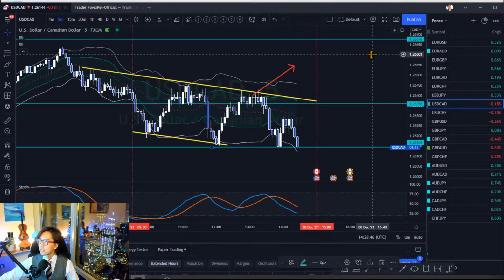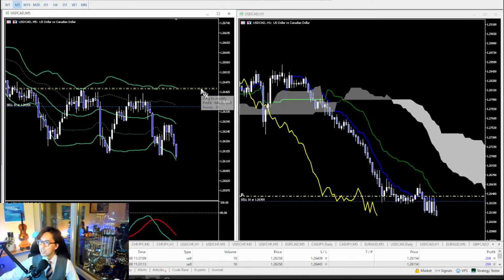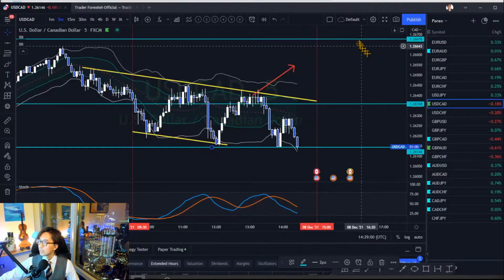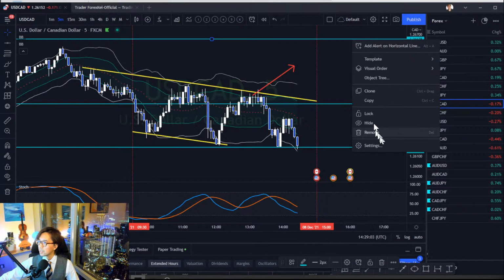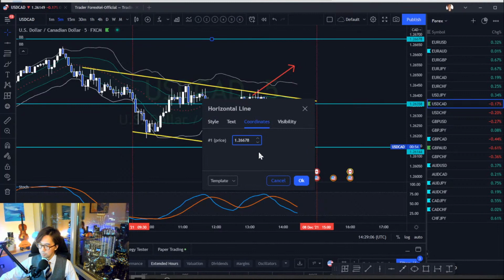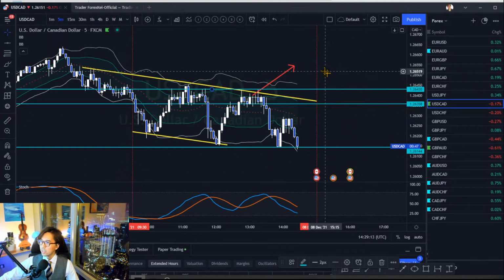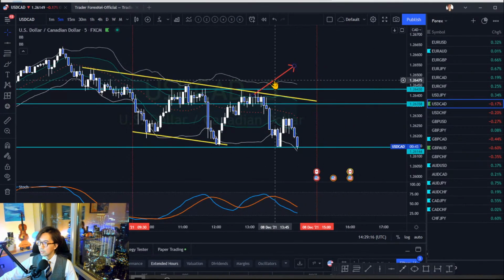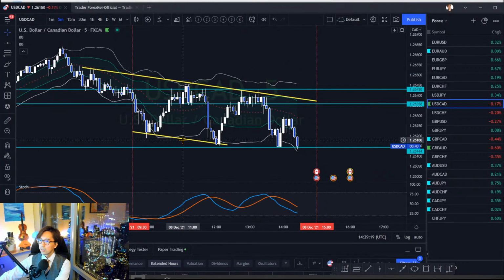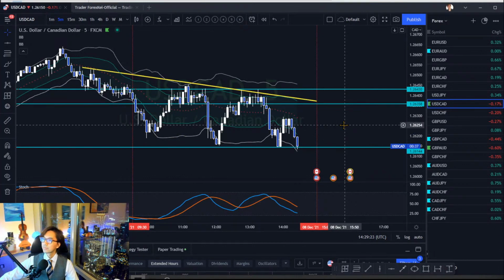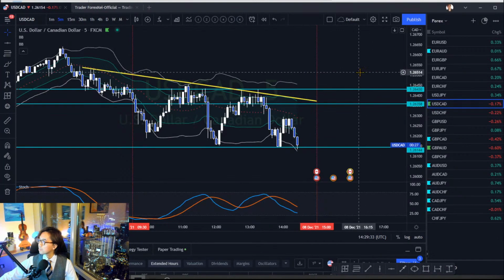Continue to monitor. I lowered it to, hold on, let's see which one. 1.2643. I took 1.2643 as the stop loss. Okay, and I continue to monitor right now. So once again, 1.2635 is my position and 1.2643 is now my stop loss.